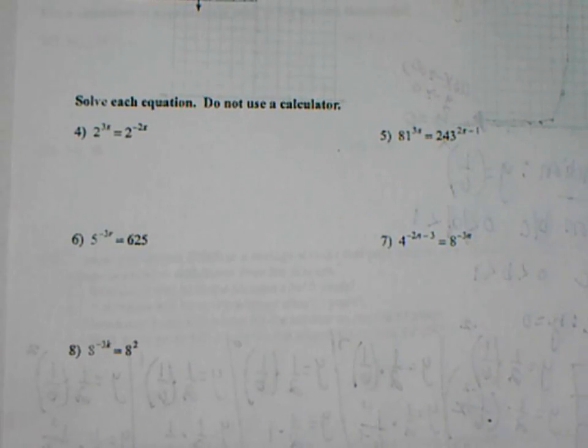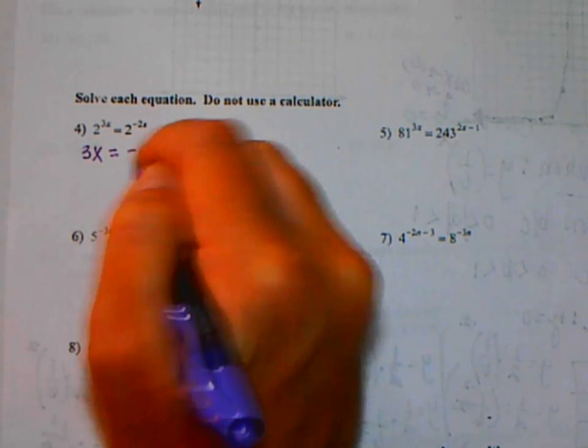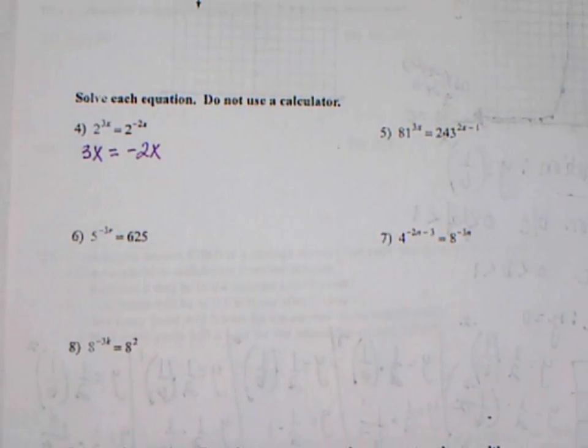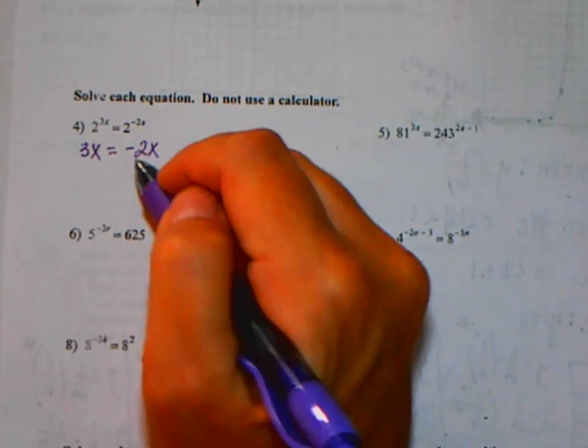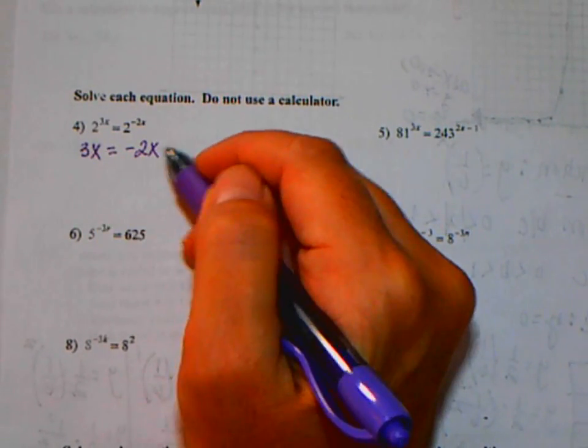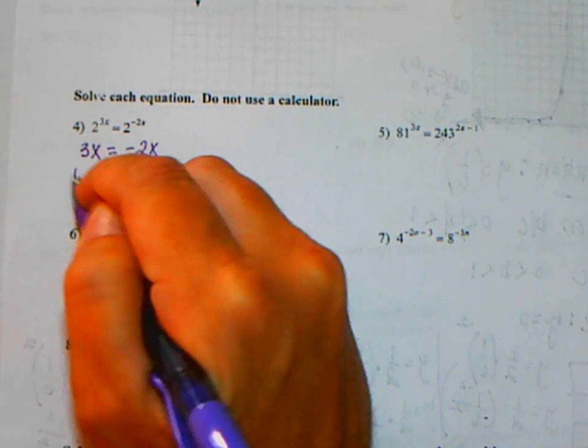And this one's kind of tricky. You got to think about it. So I'm going to set 3x equal to negative 2x. I've got x's on the left side of the equation and x's on the right side of the equation. What should I do? I'm trying to solve for x. I need to get them both on the same side, right? So you could subtract 3x from both sides, or you could add 2x to both sides. It doesn't matter. I'm choosing to add 2x to both sides of the equation.